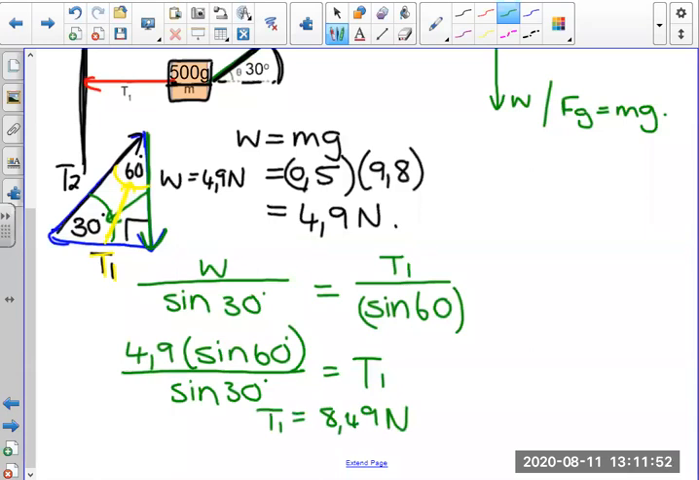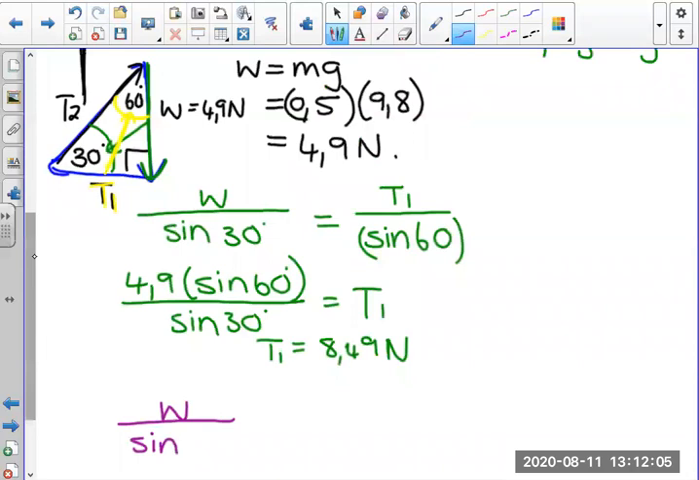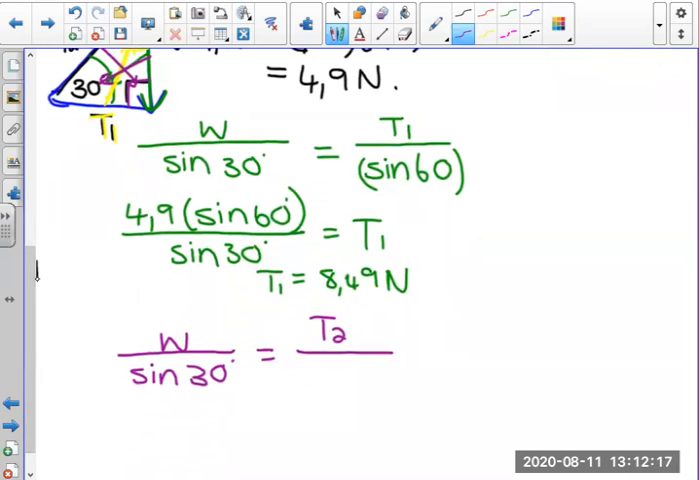The next one that I want to work out is T2. Okay, so still I'm going to use the weight. I can use T1 as well, but I'm going to use weight, sine, and the angle just opposite of the weight, which is the 30. And now I want to know what is T2. And this is T2, opposite of T2, the angle is 90 degrees. So then I say over sine 90.